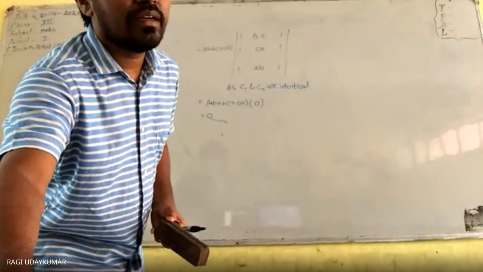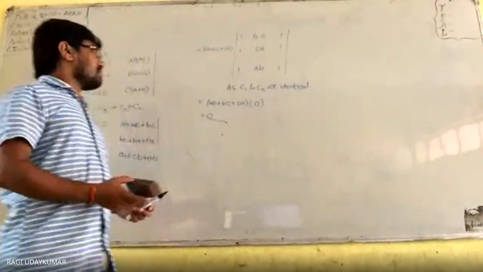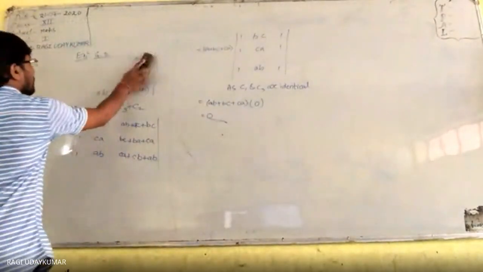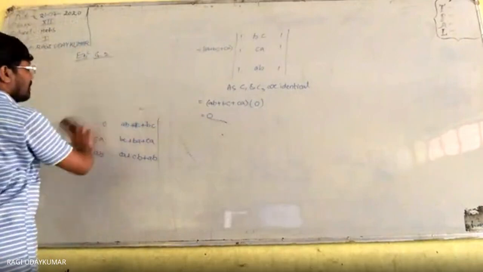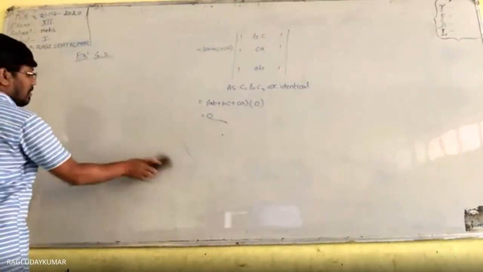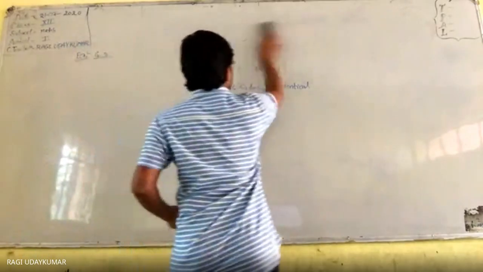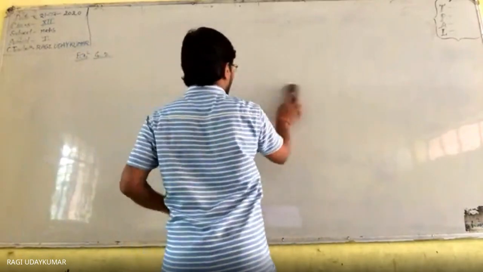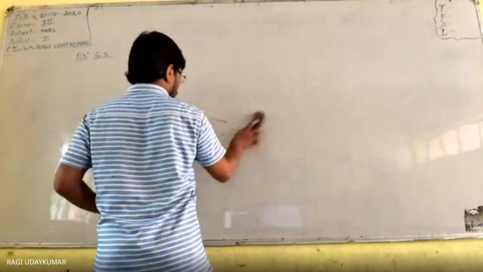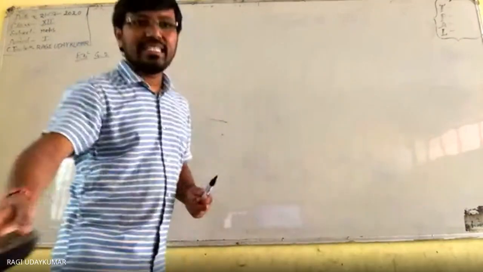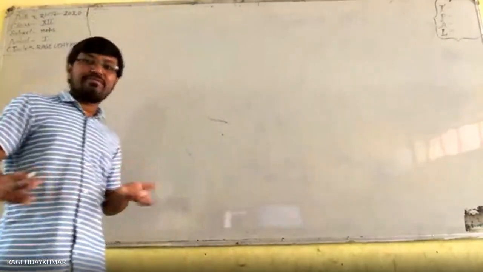Next problem is the fifth one. This is very important. In this exercise, the remaining problems are lengthy but easy, except two or three problems. Even in the examples, some problems are there. This problem is a little bit important and different.